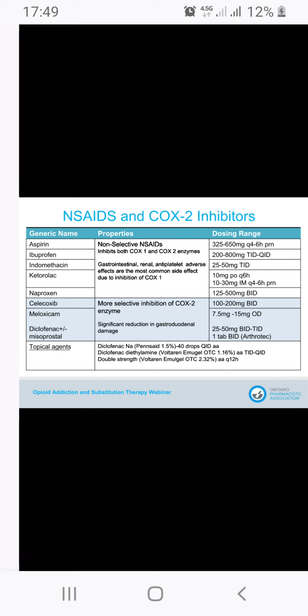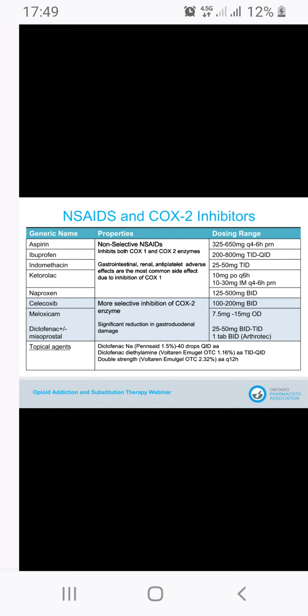Then we move on to the more selective COX-2 inhibitors, the celecoxib, Mobicox, as well as diclofenac. And this type of class generally has significant reduction in gastroduodenal damage because you can recall COX-1 inhibition inhibits the production of protective gastric prostaglandins. So if you don't have much COX-1 inhibition, then you have better protection in the stomach. And again, dosage ranges there.